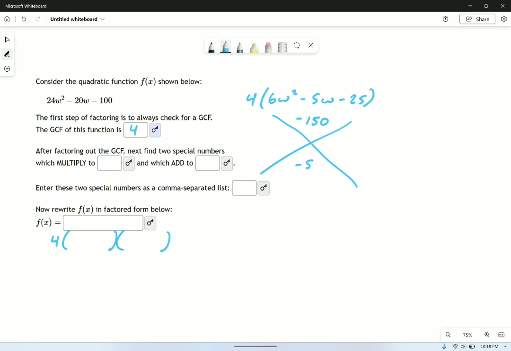And now I need two numbers that multiply to negative 150, but add to negative 5. Now, if you're like me, you're not too good at guessing this part. You might want to make a table over here. Here's what they have to multiply to, and here's what they have to add to. And I'm just going to start guessing. I know that 150 is divisible by 5. So I'm going to say, okay, well, 5, and the other number is going to have to be like negative 30. But if I add those up, I get negative 25. So I'm a good distance off here.